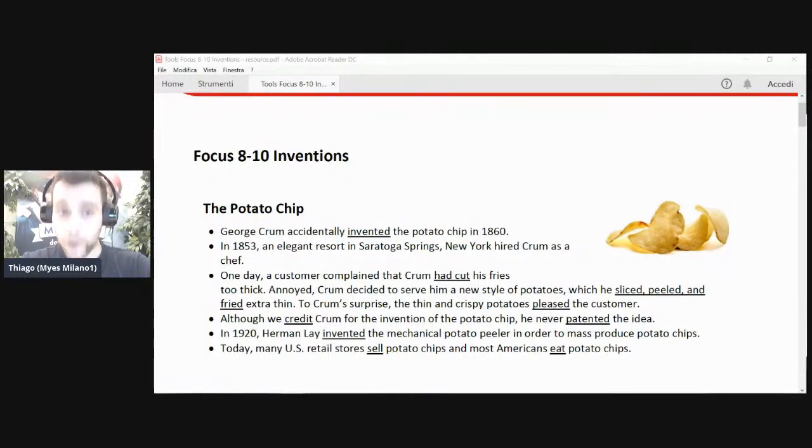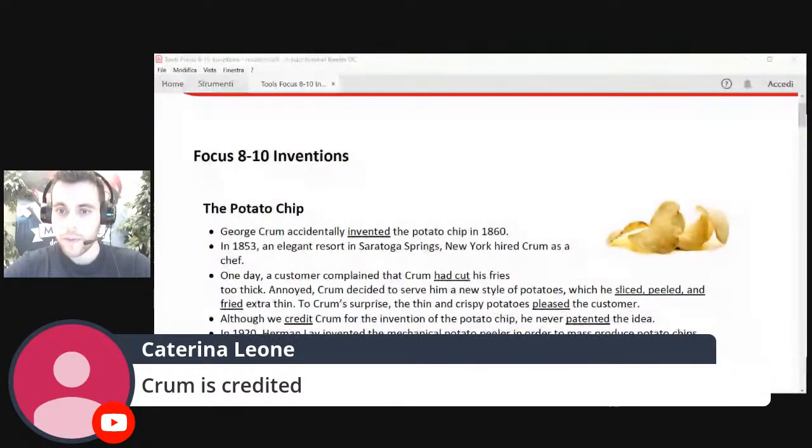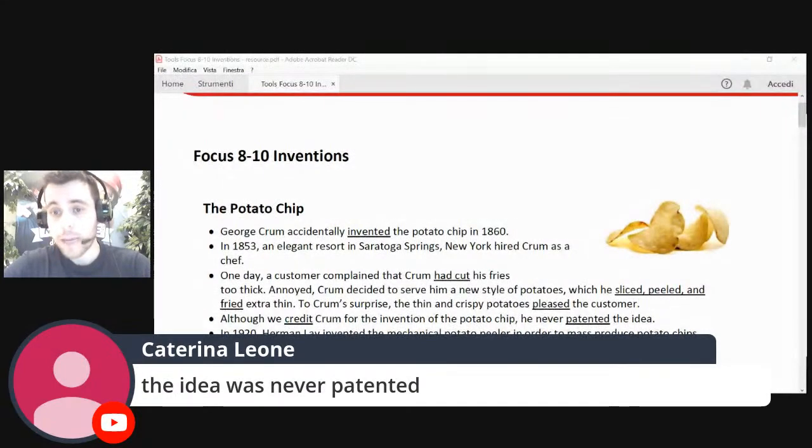Yes, so although Crumb is credited for the invention of the potato chips, the idea was never patented. Yep, excellent. So although Crumb was credited for the invention of the chips, the idea was never patented.